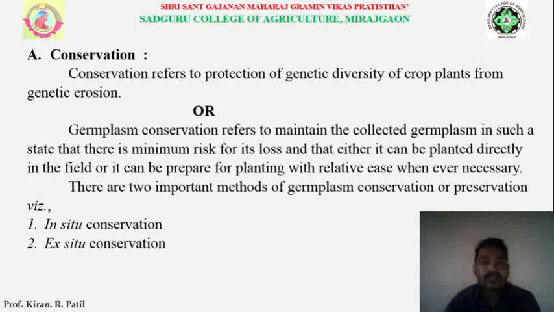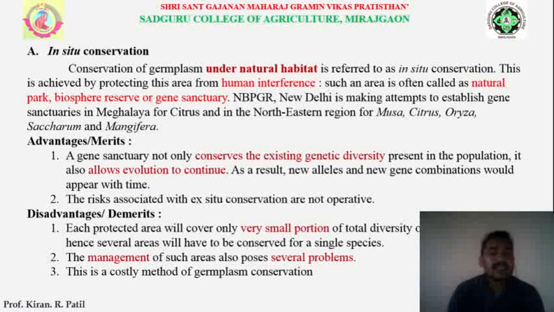So how to conserve it? There are two important types of conservation. One is in situ conservation and second is ex situ conservation. We will see in detail the in situ conservation. It is conservation of germplasm under natural habitat, meaning where that germplasm is present, we can conserve it at that place or at its natural habitat. So it is called in situ conservation.